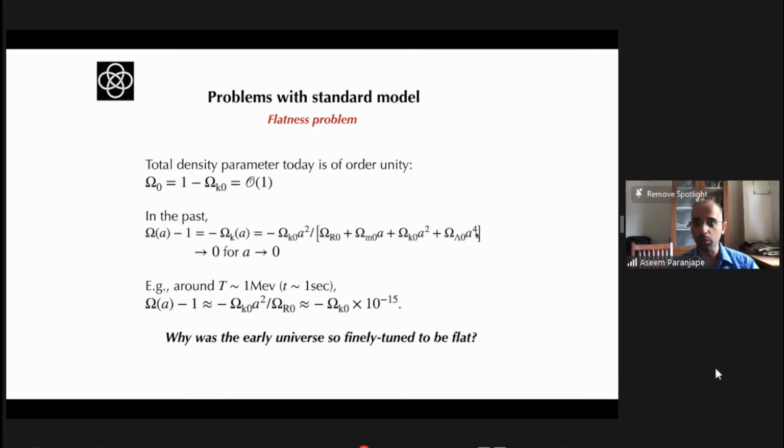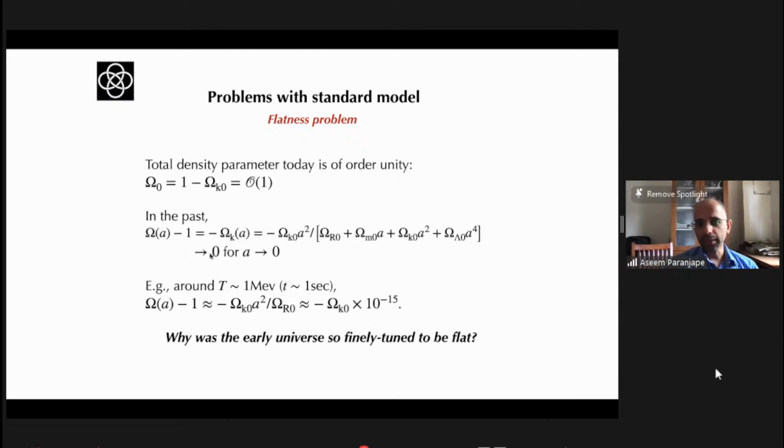The fastest one to disappear will be omega lambda 0 as a goes to 0. Then the next fastest will be a squared, then the next will be a, and then this one will remain. So now in the numerator, I have omega k times a squared. In the denominator, I have this finite number. So that means that this whole thing, the whole beast, will go to 0 as a goes to 0 because this a is going to 0. So that means omega minus 1, or omega curvature, is going to 0 at very early times.